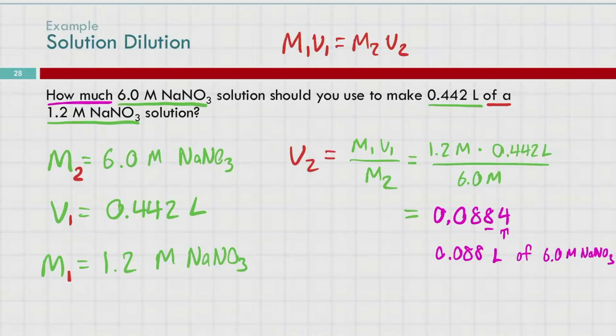We can check that this makes sense. We're diluting this. We're taking it from a high concentration to a low concentration, meaning that we're diluting it, the volume has to go up. So we need to have a smaller volume of our 6 molar solution. 0.088 liters is smaller than 0.442 liters. Questions? Great.